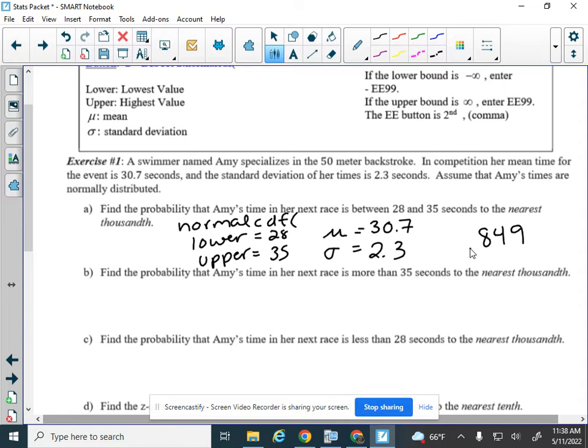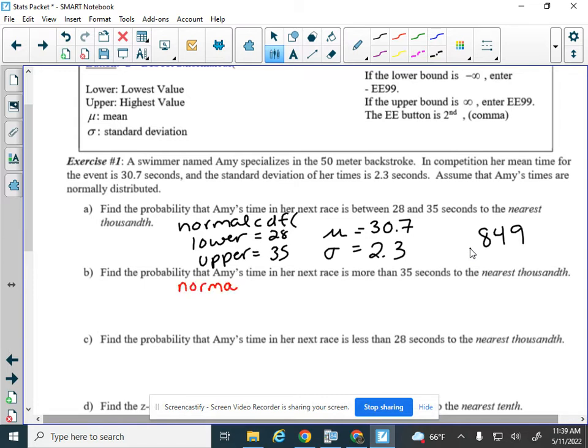So there's our values. I am just checking one thing because I adjusted some numbers. Okay, yes, everything should work out there. I adjusted some values, but it should still come out to the same probability. So the next one, it says the probability that Amy's time in her next race is more than 35 seconds. So we're actually going to break down the work for it first and then go to the calculator.